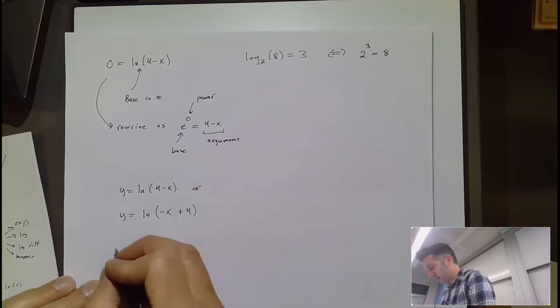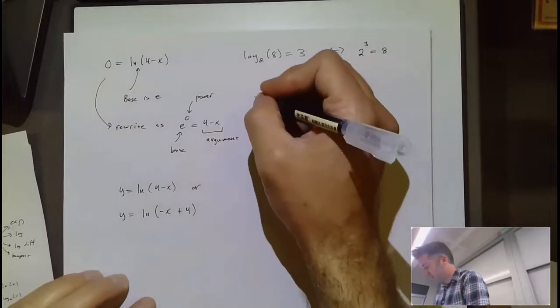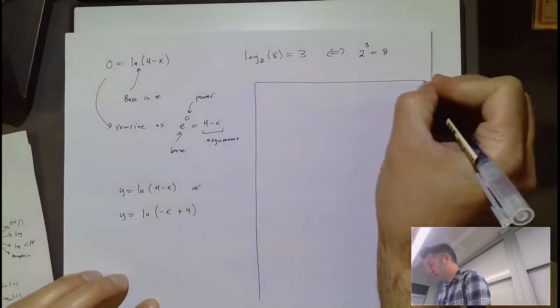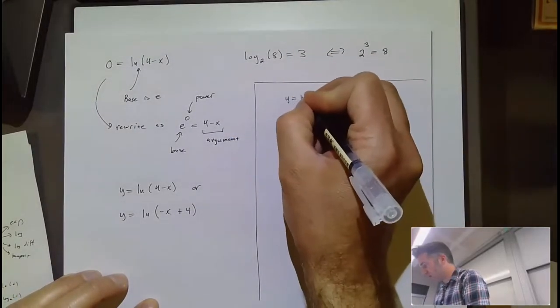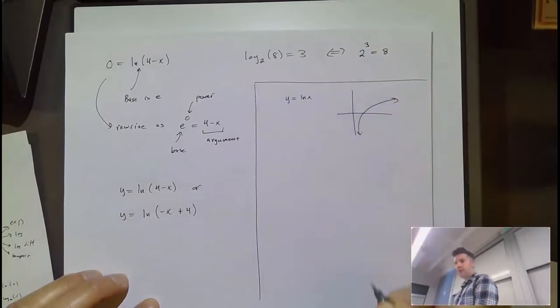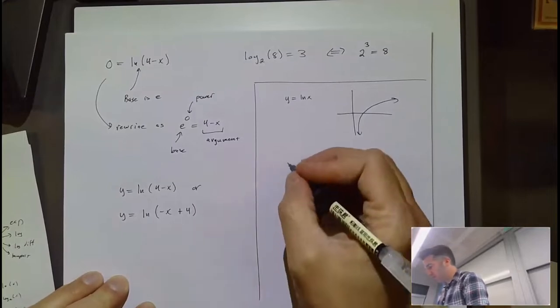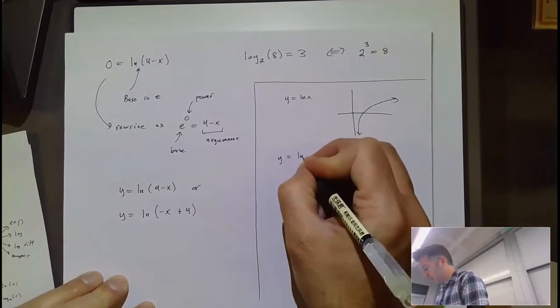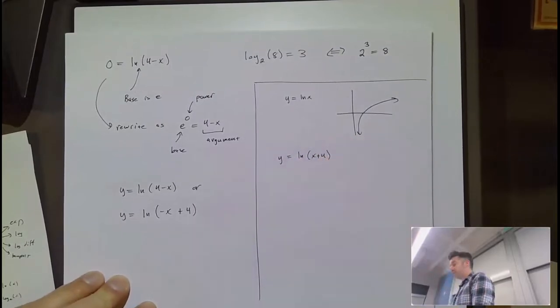So here are the steps, if I wanted to do it piece by piece. Here's y equals natural log of x, good old normal graph, looks like this. And then I'm going to add 4 on the inside. And when I do that, it's going to shift it left 4.